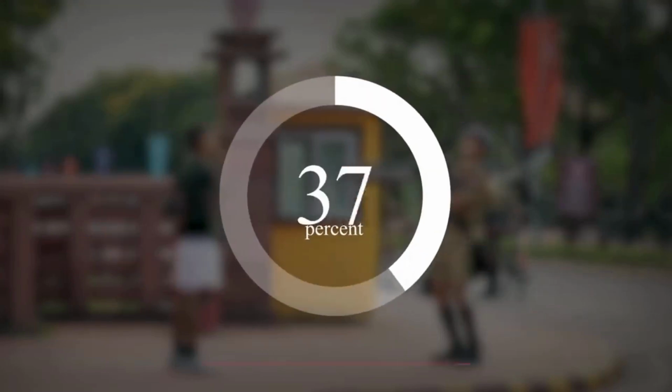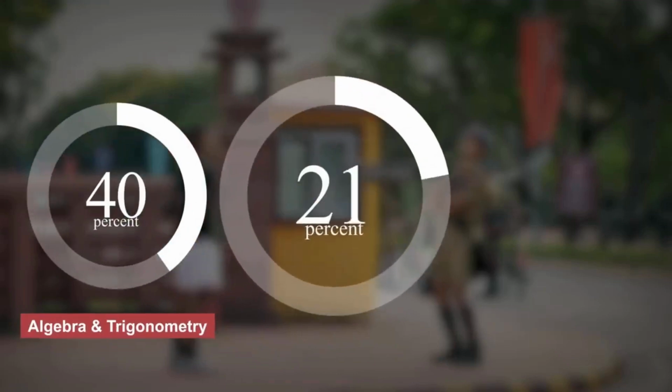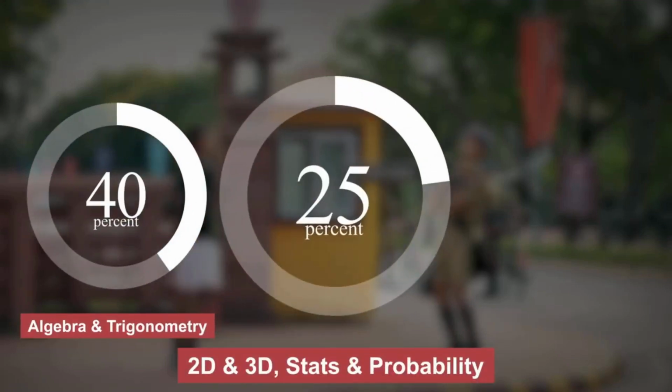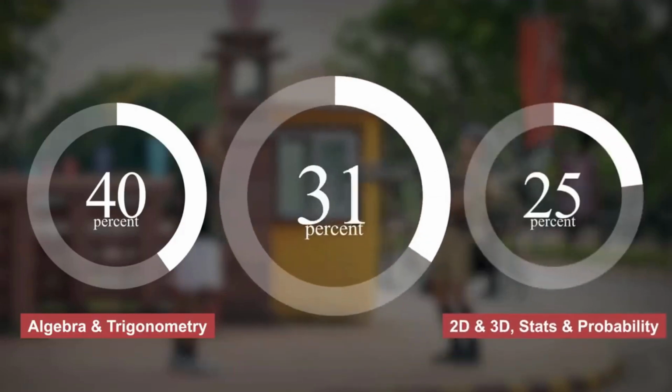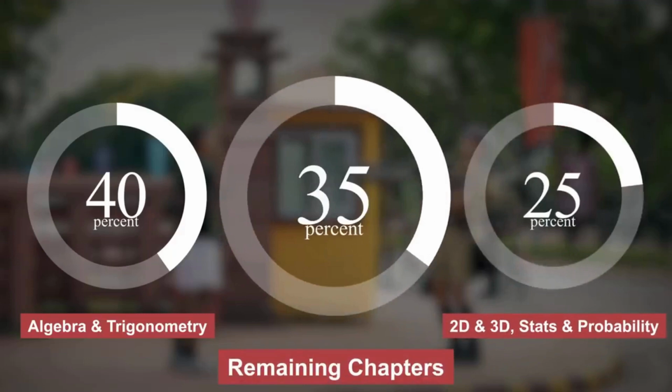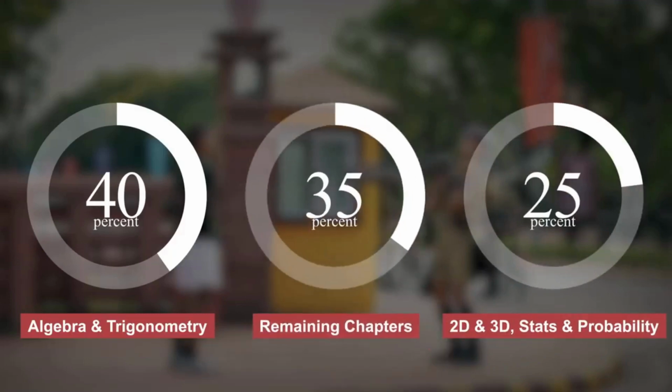It can be seen from the chart that trigonometry and algebra has 40% weightage, 2D and 3D geometry, stats and probability has 25% weightage, and questions of all the remaining chapters together contribute around 35% of the total questions. So you must have a good command over these important chapters.